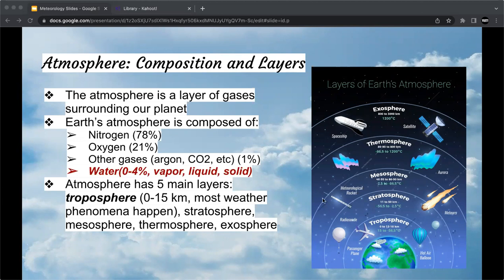On the right, you can see a picture I found of the layers of the atmosphere. First, on the bottom, we have the troposphere. We're probably going to mainly focus on this because this is where most of the weather, whether it's everyday weather or severe weather, happens. And then we also have the stratosphere, which is higher, the mesosphere, thermosphere, and exosphere. And over here, you can see some numbers on how high up they are.